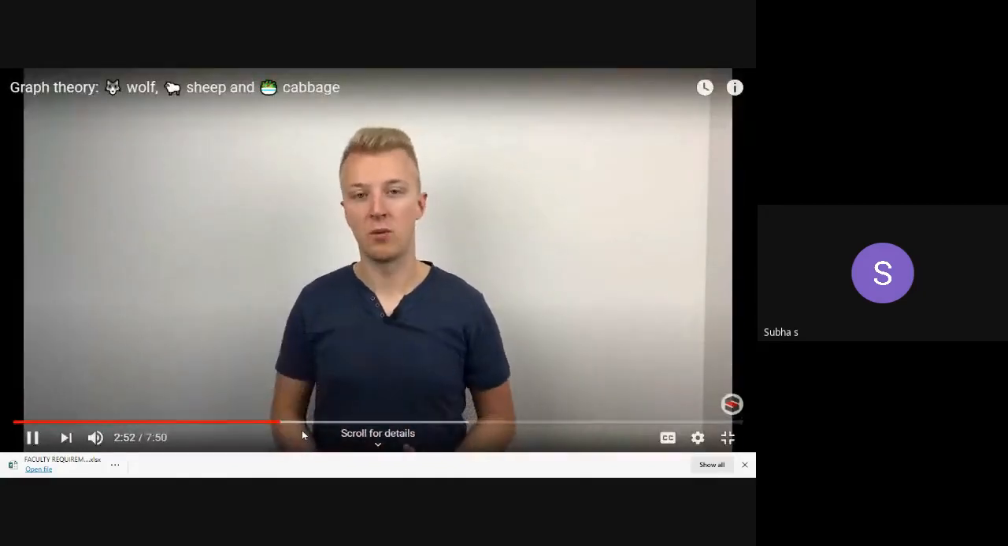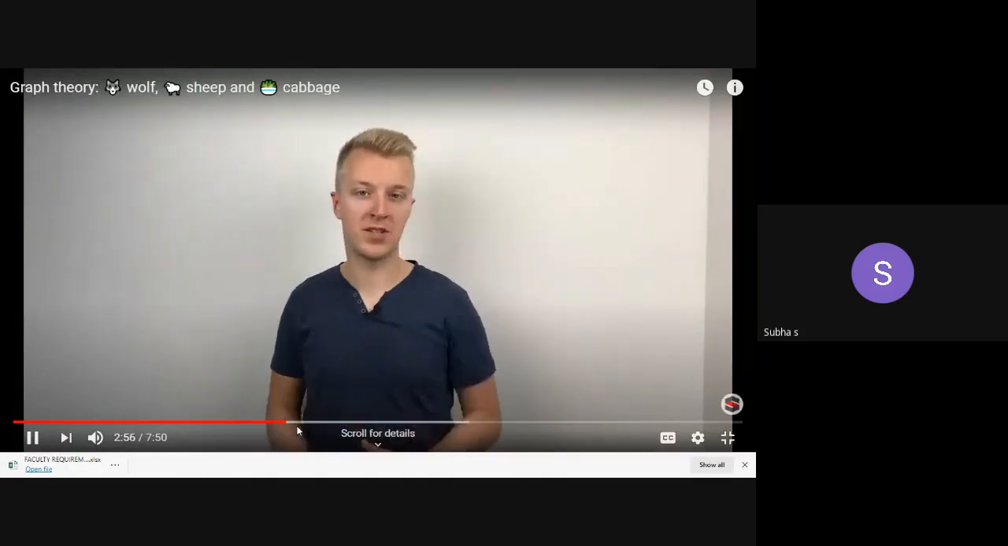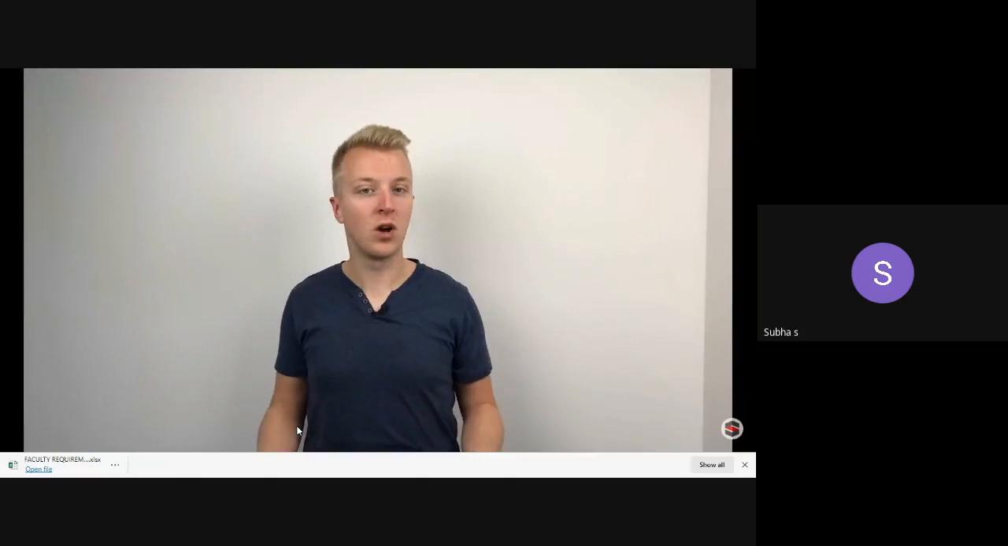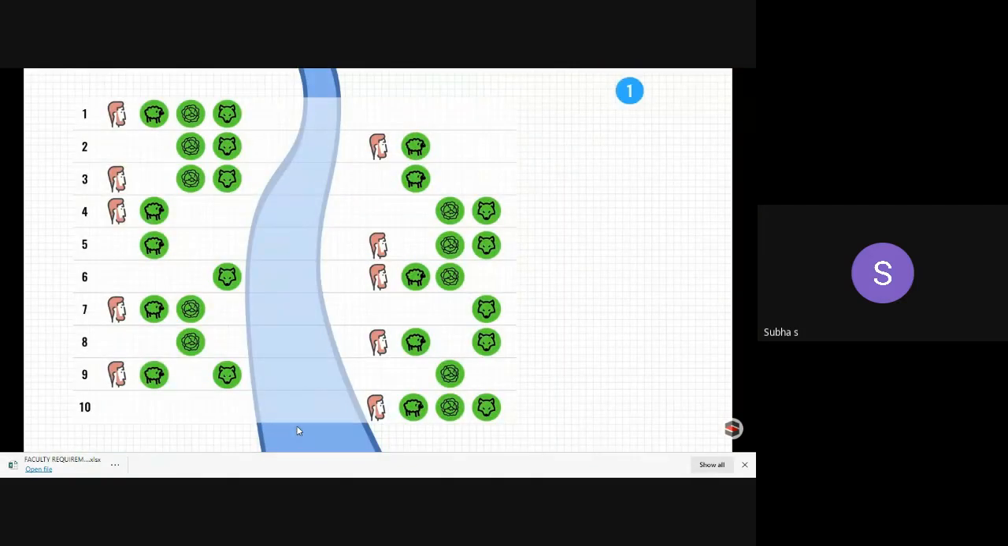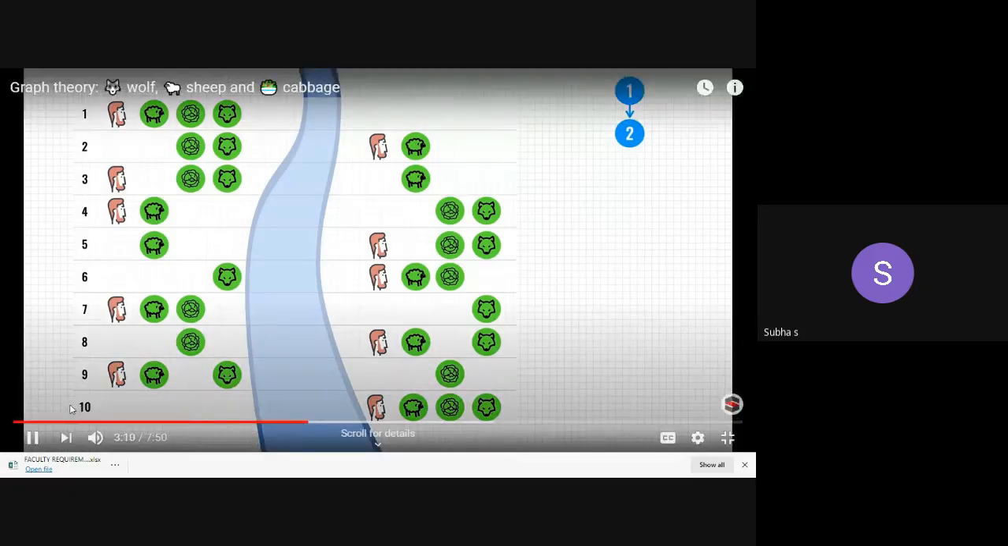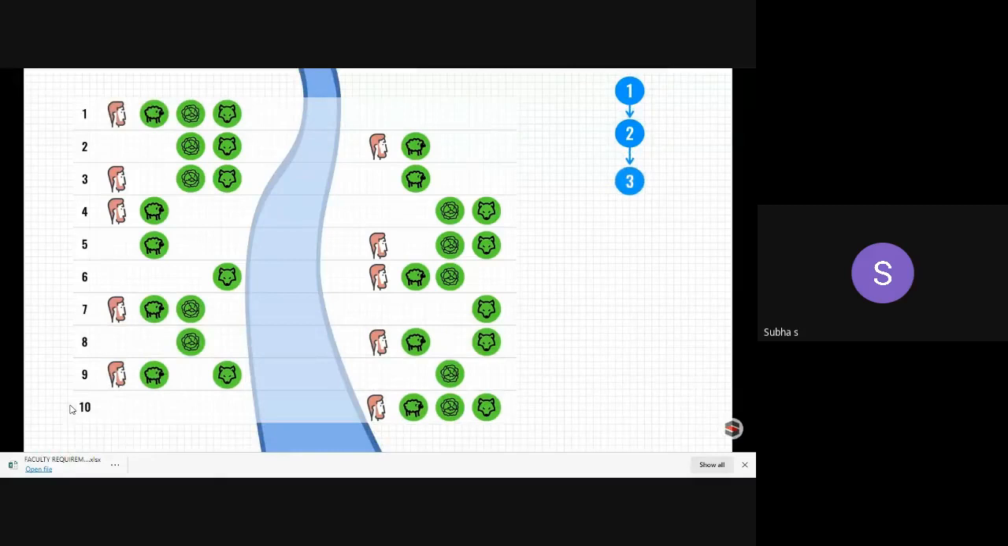Now we can start constructing our graph. We'll start by creating a node for each of the possible states. And then we can connect two nodes if we can move between these states. So our first node is number 1, where everyone is on one side of the river. From there, we can only go to state 2 because we can't leave the wolf with the sheep or the cabbage with the sheep. Then we can only go to state number 3, where the farmer goes back across the river.